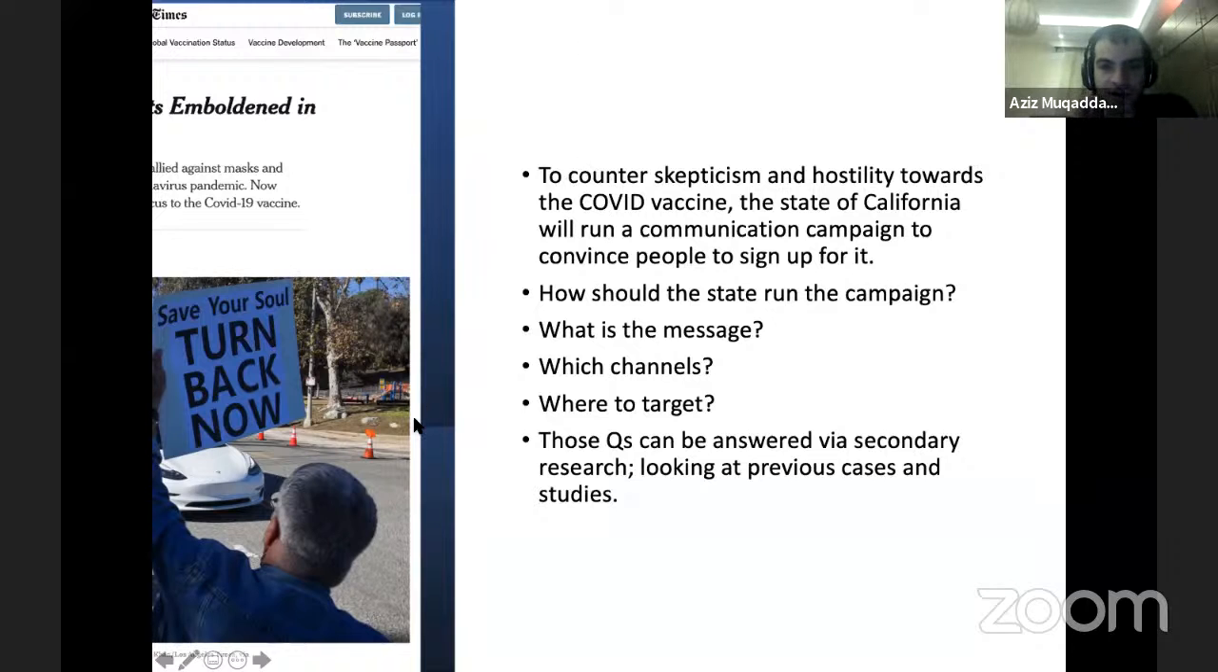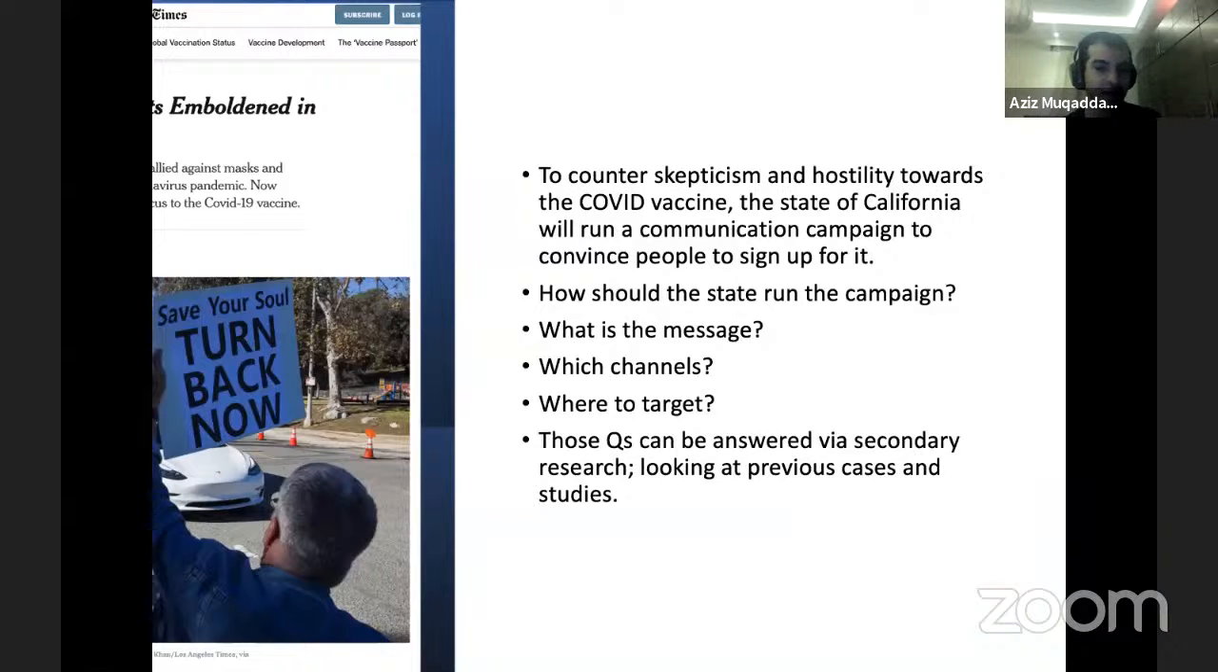And where to target, right? Are you going to go directly to these communities? Are you going to send them direct messages, so maybe direct mail, and they would see some brochures coming their way? Are you going to go out in the streets and make public service announcements? How exactly are you going to run it in terms of the logistics? So all of these questions are legitimate, and they're faced by strategic communicators all the time.